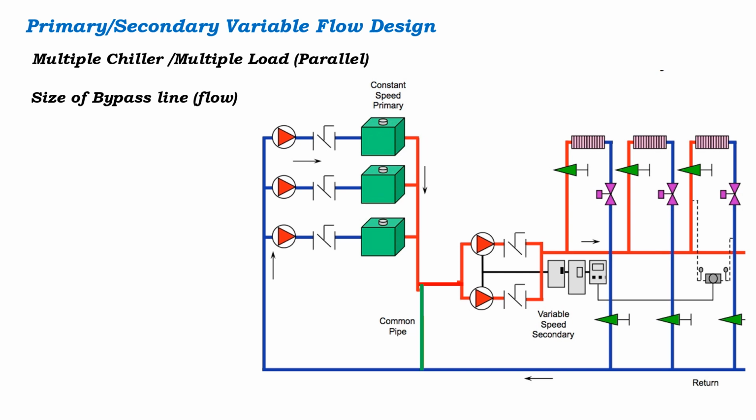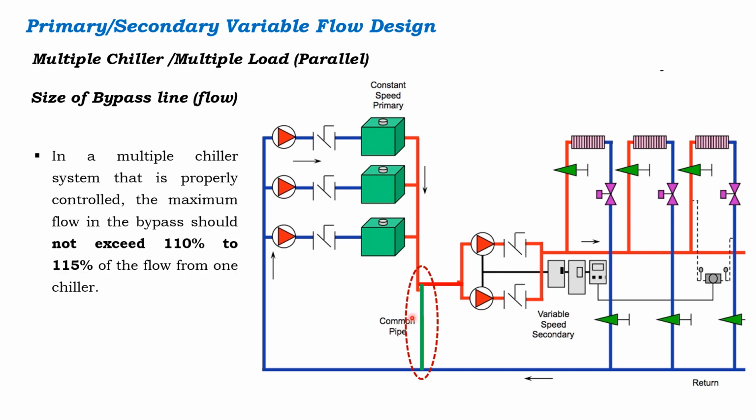The size of the bypass line, the decoupler line, also plays a very critical role in terms of design. It is advisable that the flow through the decoupler line should not exceed 110 to 115% of the flow from the chiller. So I need to ensure that it has been designed properly, and it can save cost also if it has been properly designed. Instead of going for a standard size of the supply or return header, I can lower it with reference to the flow requirement.